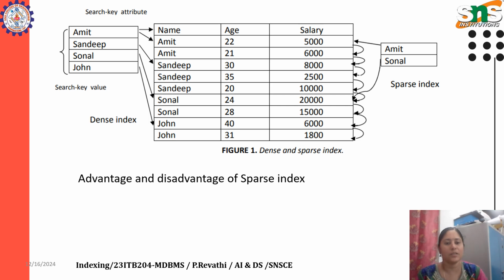Sparse index. On the contrary, in sparse indexing, there are only some records in the index table for unique values of the search key attribute of the file and a pointer to the first data record with that value. To search for a record in a sparse index, we search for a value that is less than or equal to the value in the index which we are looking for.